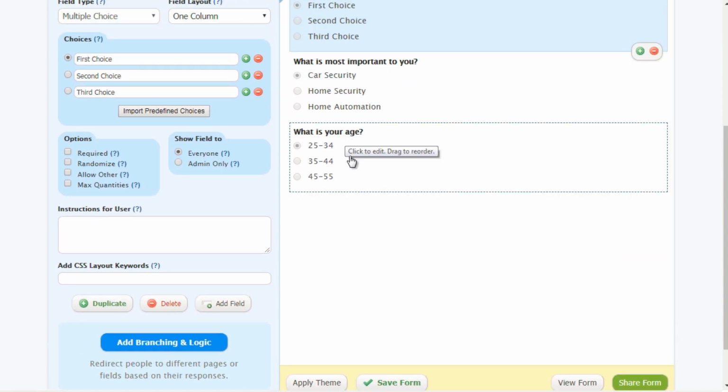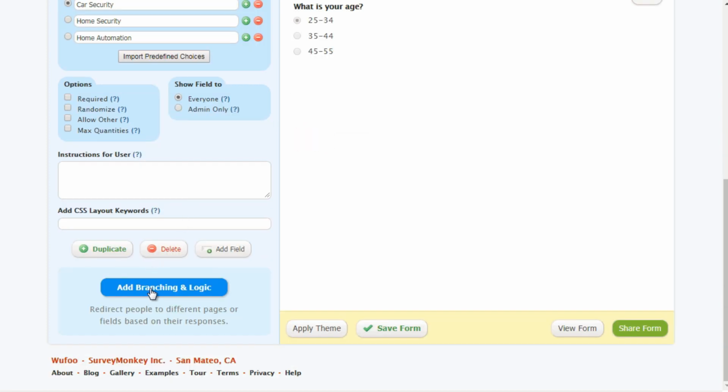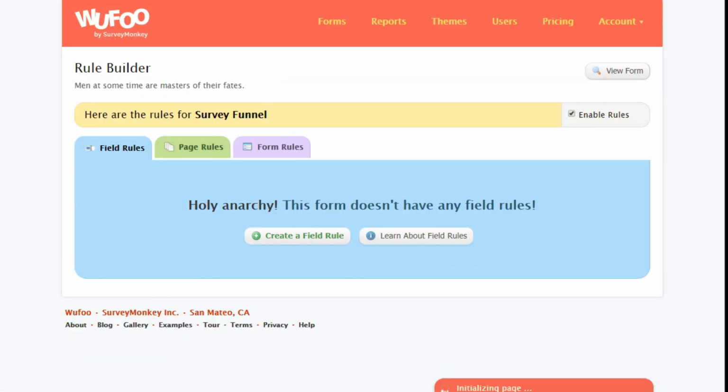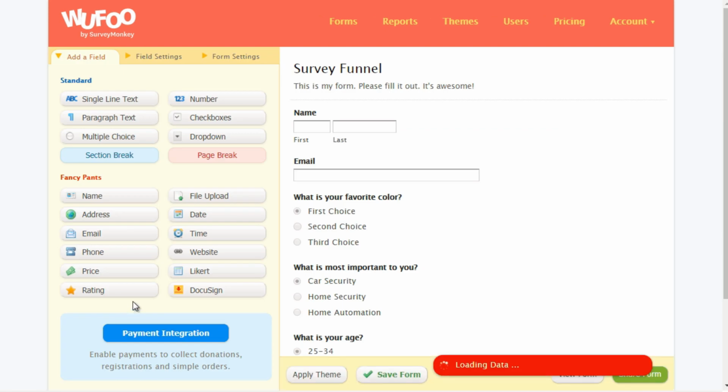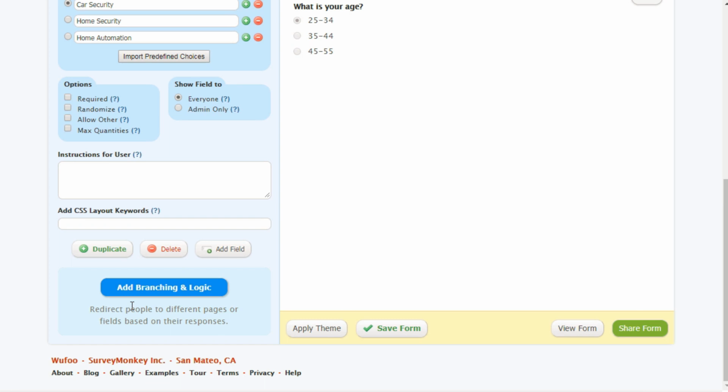Now, here's where it gets interesting. Based on what they enter here, we could actually bring them to a different location. So if we select the field and we scroll down, we click on Add Branch and Logic. So it says you can redirect people. So let's go back over here. Select this here, scroll, it says redirect people to different pages or fields based on their responses. And that's what you want, right?